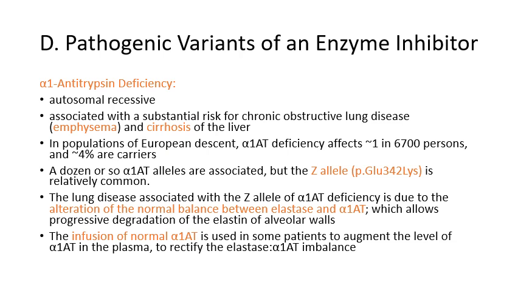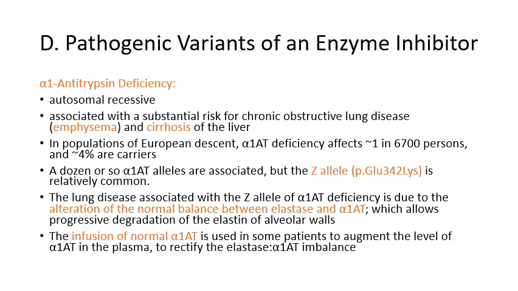alpha-1 antitrypsin deficiency affects approximately 1 in 6,700 people, and approximately 4% are carriers. So it is not too rare a condition. There are lots of carriers, and if 2 carriers partner, then their child has a 25% chance of having alpha-1 antitrypsin deficiency. There are a dozen or so alpha-1 antitrypsin deficiency alleles, but the most common allele that causes the condition is called the Z allele. The Z allele is caused by the variant p.Glu342Lys.